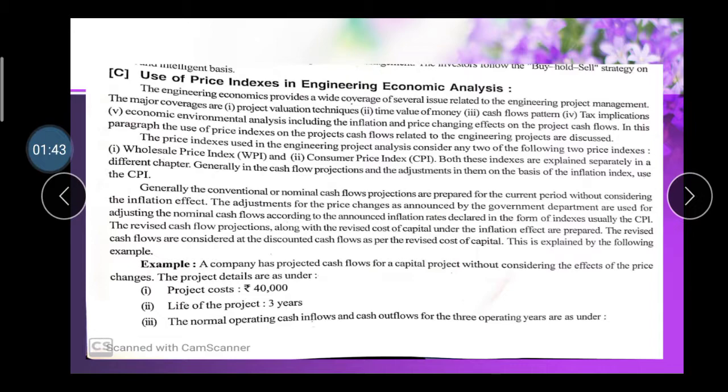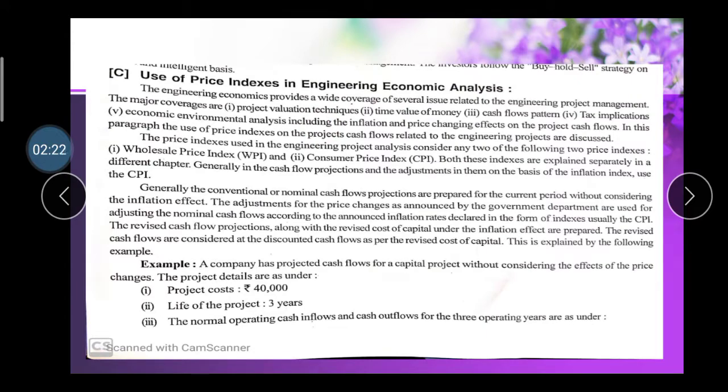So in this paragraph, the uses of the price index on the project and the cash flow related to engineering cost and engineering projects are discussed. The price indexes used in engineering project analysis consider any two of the following: first, the wholesale price index, and second, the consumer price index. Both indexes are explained separately in different chapters, but generally in the cash flow projection they have to adjust on the basis of the index, using the CPI, the consumer price index ratio.